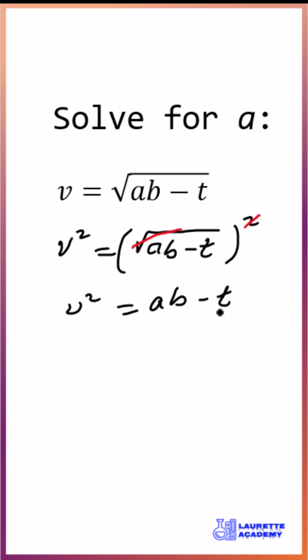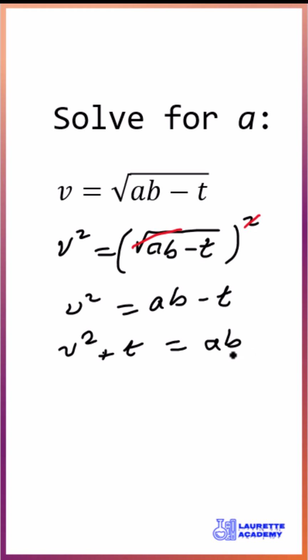In order to remove this t on the right hand side, we have to perform another inverse operation. Here we are subtracting, so the inverse operation will be addition. We add t to both sides of the equation, and this will give us v squared plus t is equal to a times b.